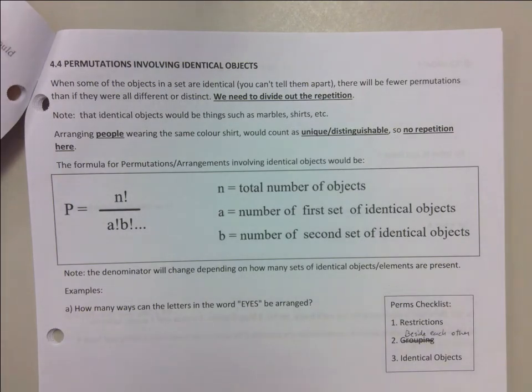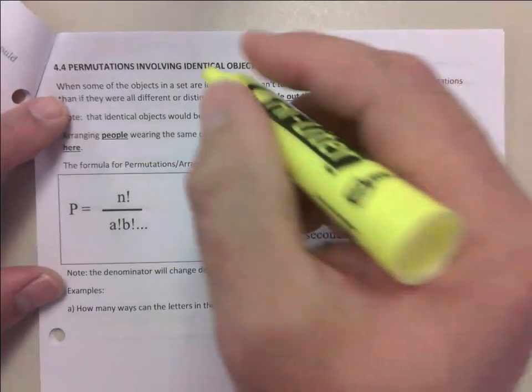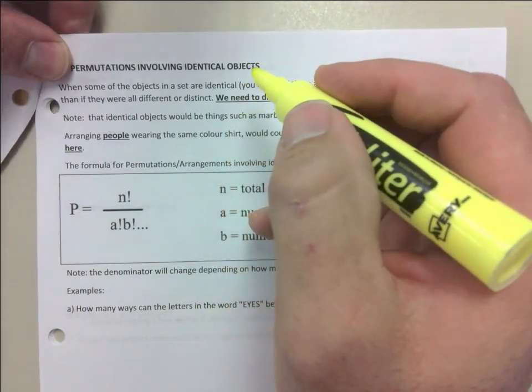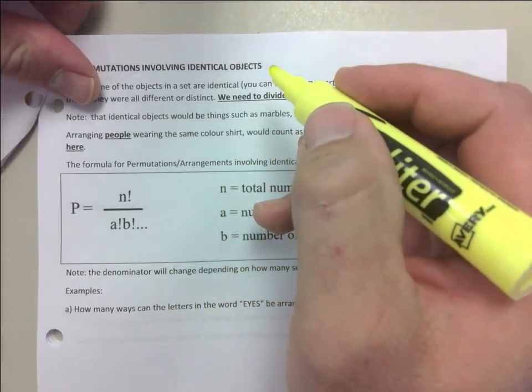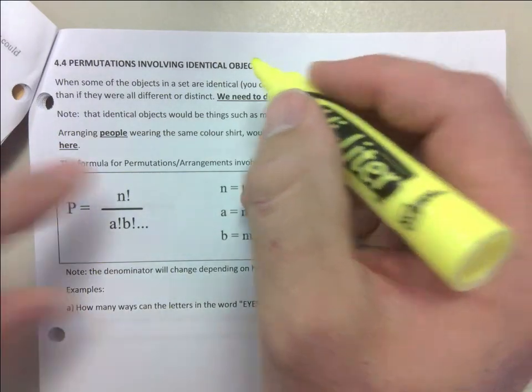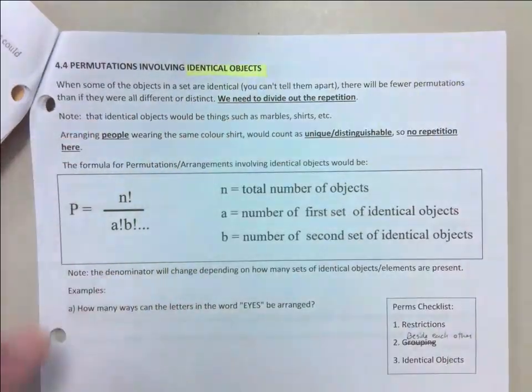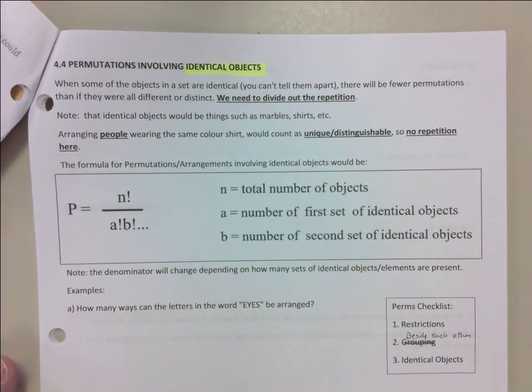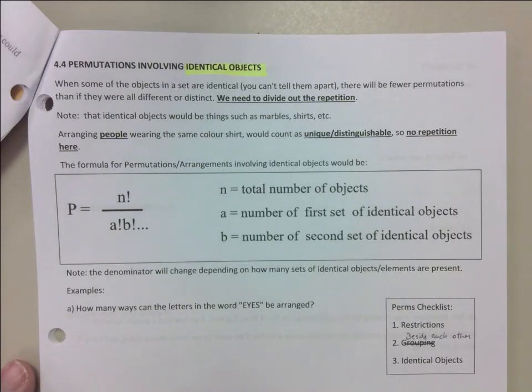So far, every question you encountered had items that were unique. So either people, animals, books, whatever, letters in a word, they were unique. But what if you have some identical objects in the mix? What if you have things that are exactly the same? You would not be able to tell if you swapped them around.